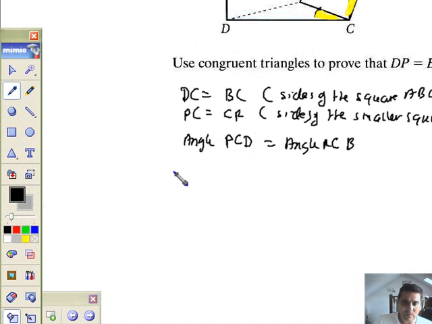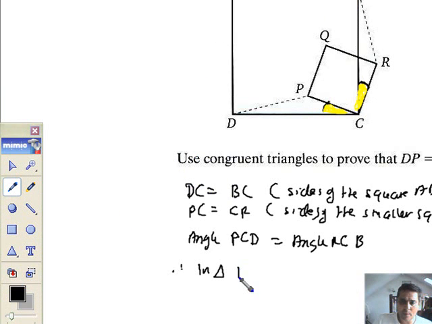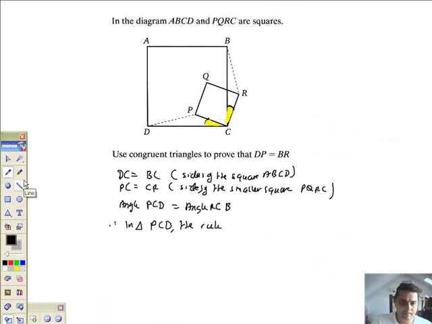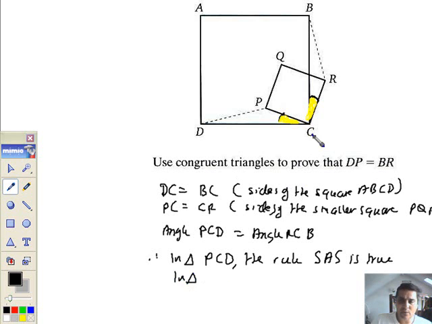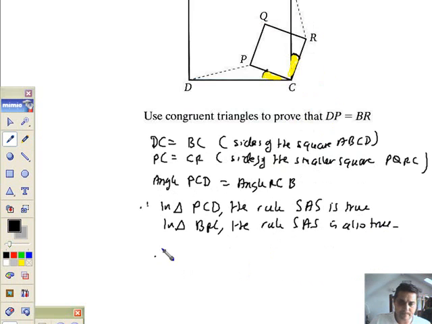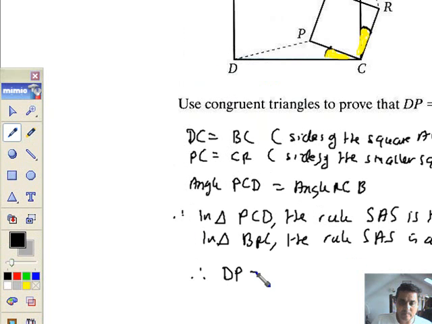Yeah, very good. Therefore, in triangle PCD, the rule SAS is true. And in triangle BRC, the rule SAS is also true. Therefore, what have we got here? Therefore, DP equals BR. Just study that one.